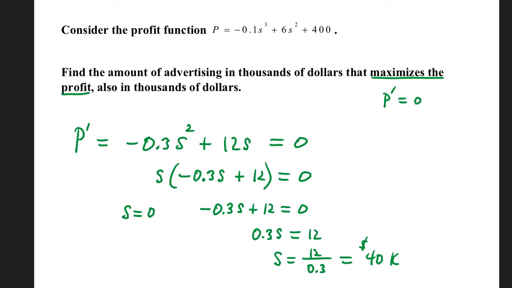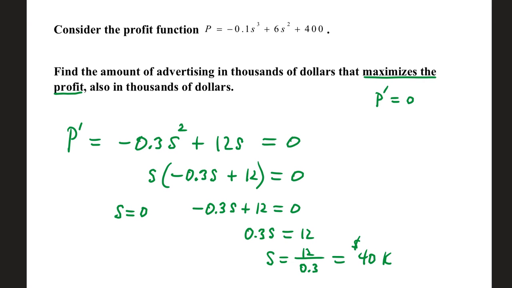Consider the profit function, capital P, is equal to negative 0.1s cubed plus 6s squared plus 400. Find the amount of advertising in thousands of dollars that maximizes the profit, also in thousands of dollars. So we're asked to maximize profit. Luckily, we are given the profit function. That'll speed things up. Let's take our first derivative.